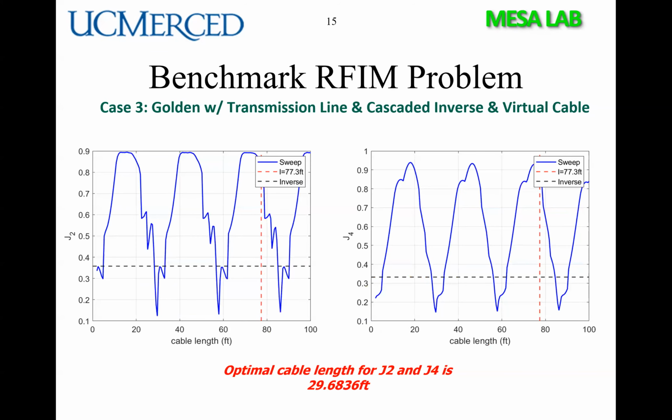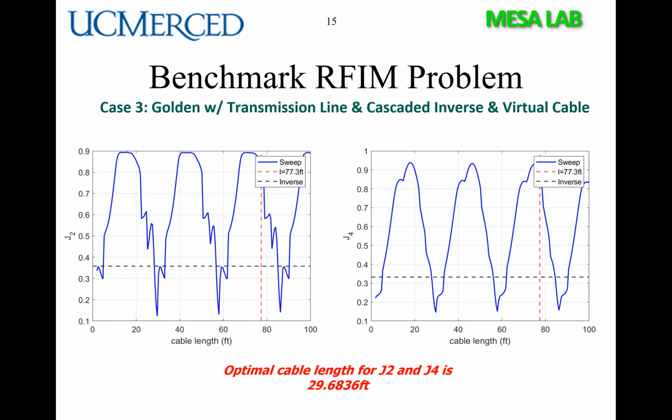If you check the J2 versus J4 graphs, you can see a periodic movement, and you can see the currently used 77.3 feet cable, the standard default cable, is one of the worst cases for both J2 and J4. This means that if we just cancel out the transmission line effect, we can do as good as the dashed black line. But if you check the figures, you can see that we can still go down in terms of J2 and J4. We can still do better than just canceling out the effect with the inverse of it.